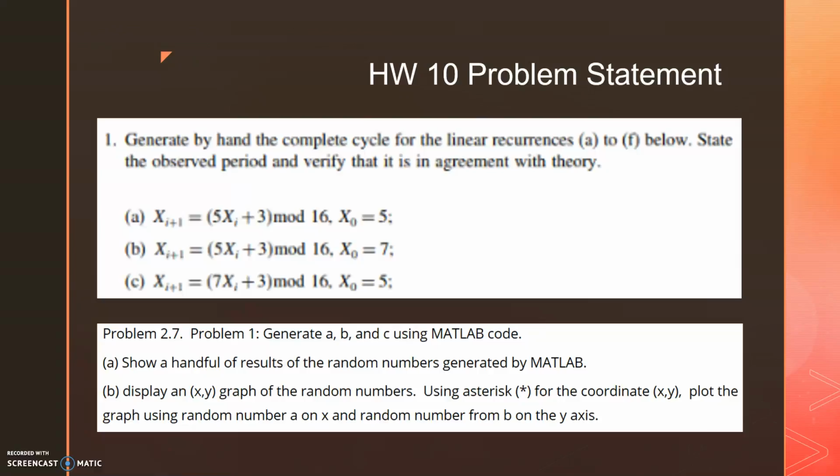The biggest difference for these is just the initial x, and then obviously part C has 7x here instead of the 5. The problem statement says go from parts A through F below, but in the problem statement given by our professor, we just need to go through A, B, and C. For each one of those, he wants to see a handful of results of the random numbers generated by Matlab, and then at the end, we're going to display a graph of random numbers where A is plotted on the x-axis and B on the y-axis.